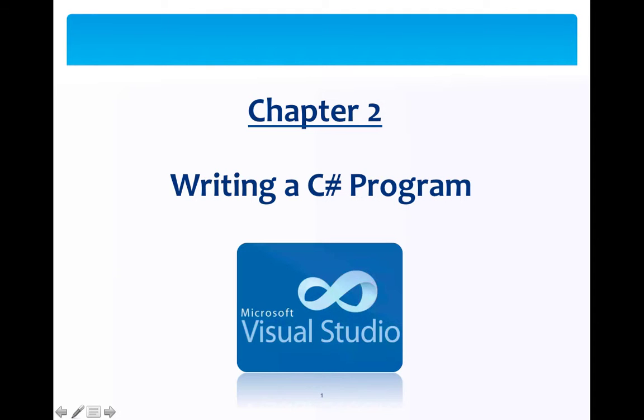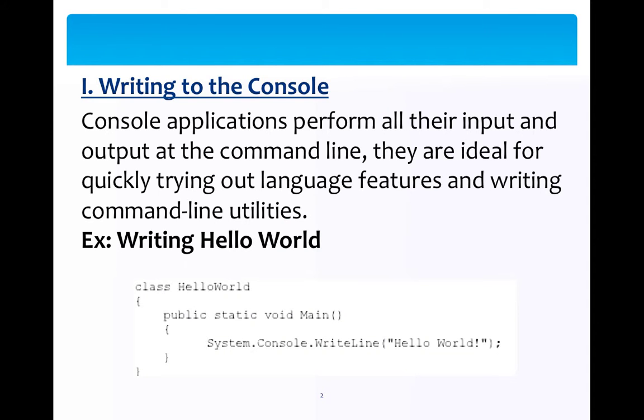Chapter 2: Writing a C# program. First, writing to the console. Console applications perform all their input and output at the command line. They are ideal for quickly trying out language features and writing command line utilities.